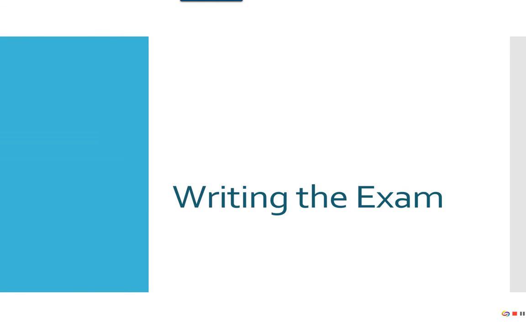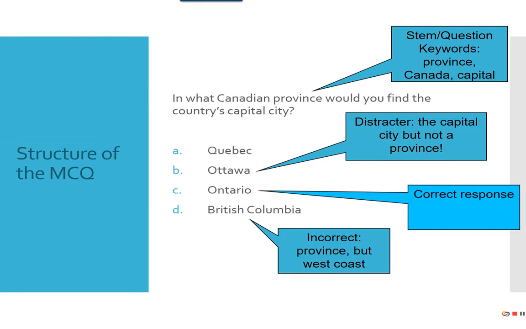I'll move on now to talk about writing the exam. A multiple choice question has a particular structure. It always begins with a stem or a question. And part of your job is to first start by understanding the key words in that stem or question. So for example, in what Canadian city would you find the country's capital city?